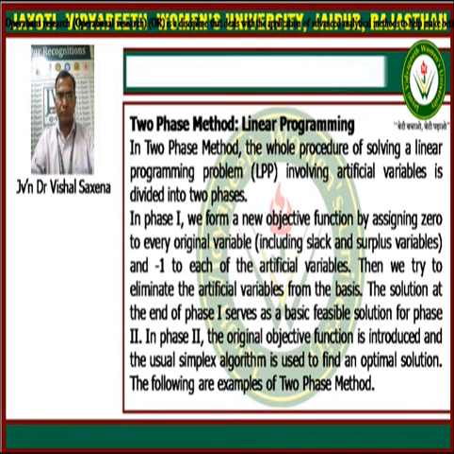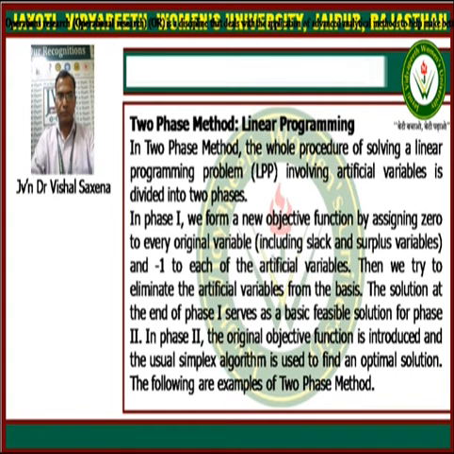In phase 2, the objective function will come with the original cost, and we will find our solution by the simplex method. All the artificial variables have already been removed in phase 1. So we will solve the problem in phase 2 by the simplex method, by the usual process, and we will find our solution.